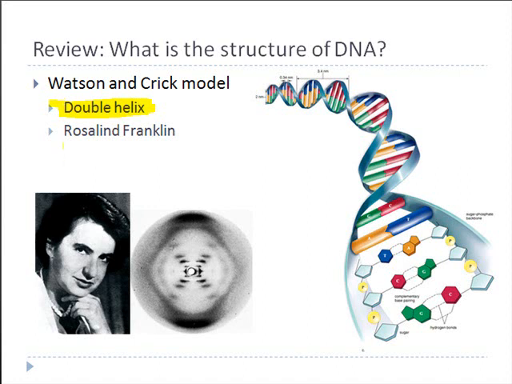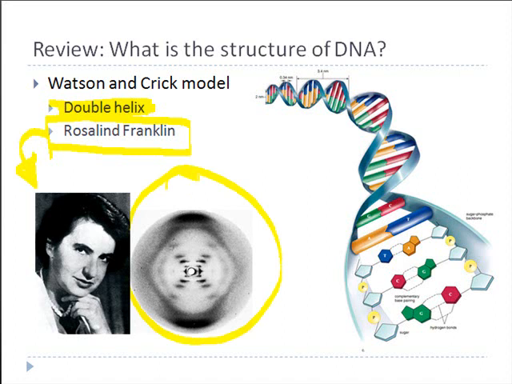I always make it a point to mention the fact that there was another individual whose research was absolutely indispensable to Watson and Crick being able to describe DNA as being a double helix. And that was the work of a woman by the name of Rosalind Franklin. She did lots of work on X-ray crystallography, and here's an X-ray crystallograph that she did of DNA.